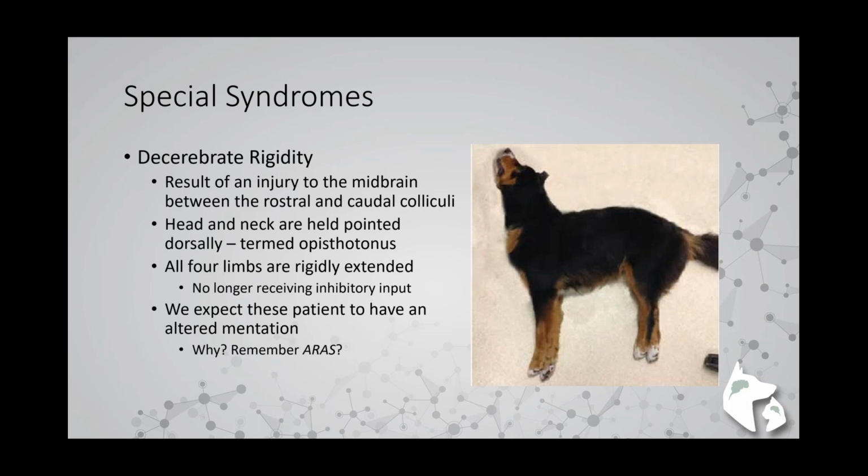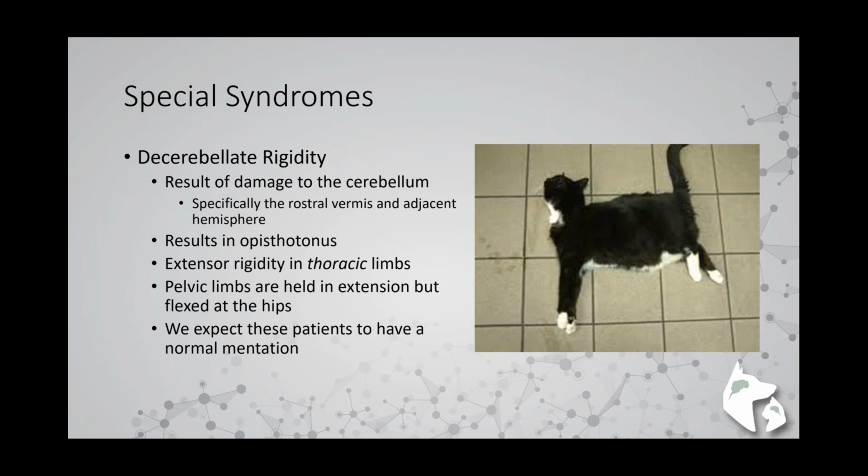We talked about postures for brainstem lesions. So decerebrate rigidity is something that you can see. The head and neck are generally opisthotonic and held dorsally. All four limbs will be rigid with this posture. It's not to be confused with decerebellate rigidity.